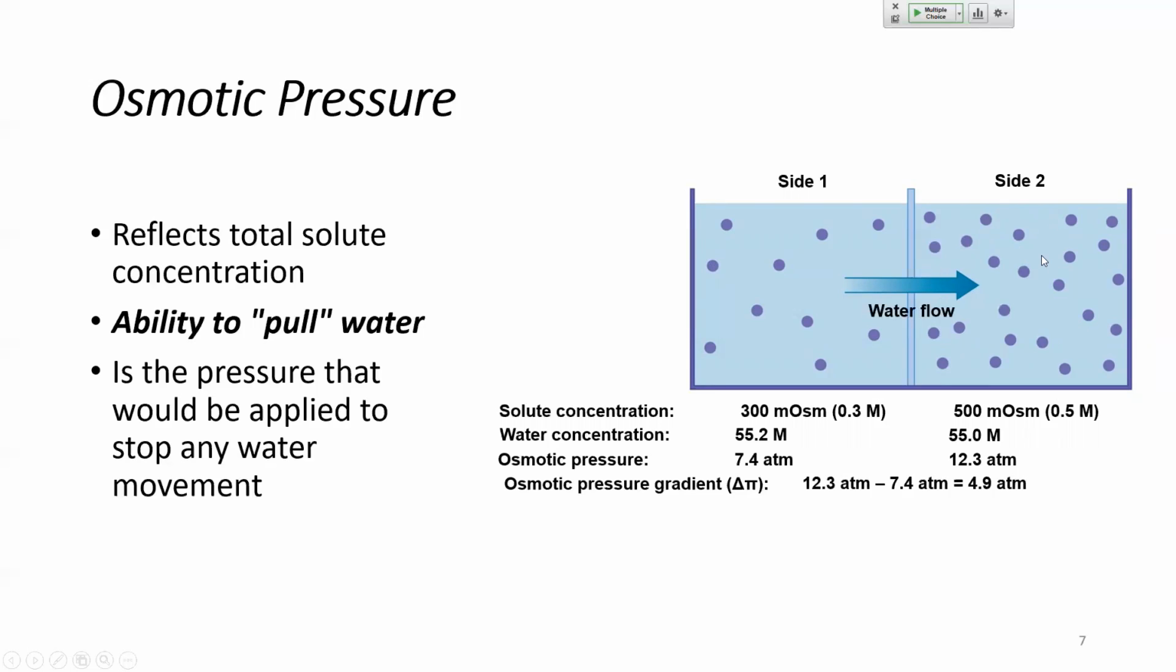And so now we can speak about an osmotic pressure gradient, right? Because of the different concentrations of solute and the different concentrations of water and the different concentrations of osmotic pressure, we can then describe the osmotic pressure gradient, where there's a higher osmotic pressure on side 2 and a lower osmotic pressure on side 1. So water will move from side 1 to side 2. Okay, so the big picture here is that the osmotic pressure is the force with which water wants to move, and we can consider that force the pressure that would be required to stop that movement of water.